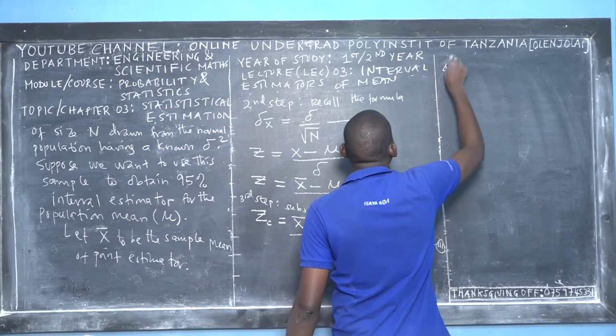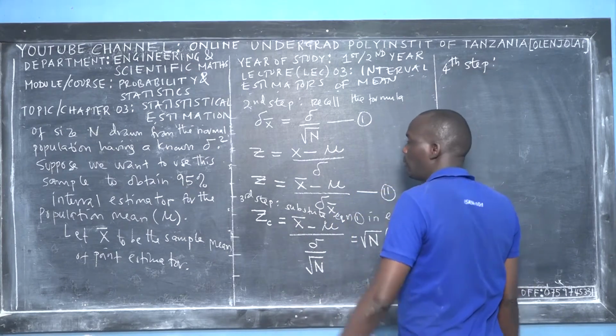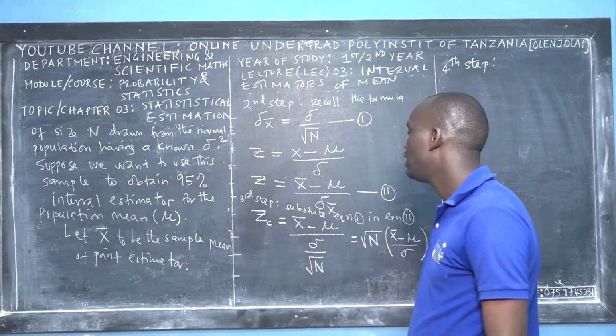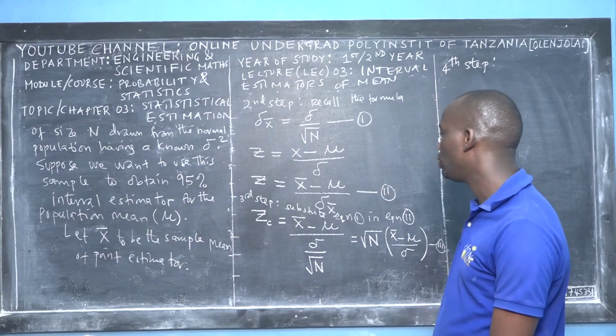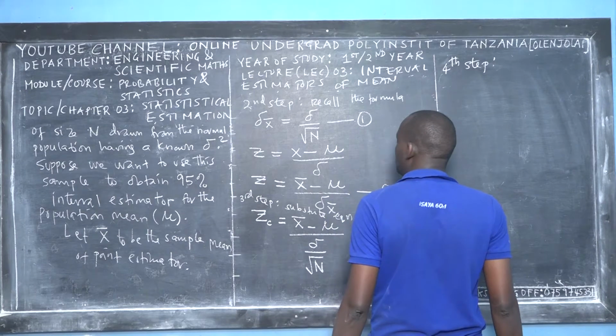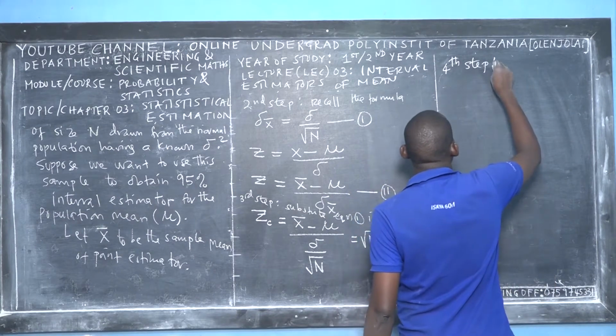First step. We say that we want to determine, suppose you want to use that sample to obtain a 95% interval estimator for the population mean. Use the confidence interval at 95%.